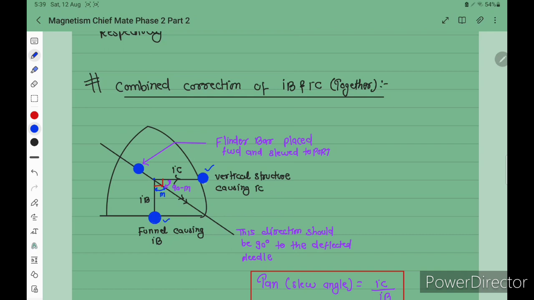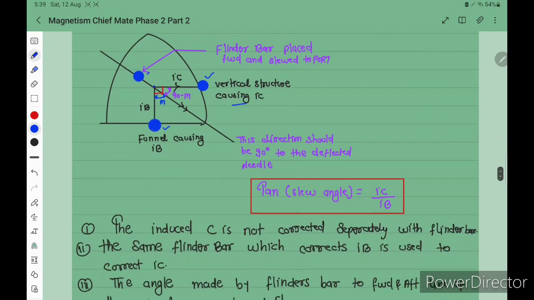Then we have to correct IC together. So we have to do the combination, that means we have to slew the course. To correct this also, we have to slew the vessel and make the correction. IC is a vertical structure causing IC, funnel causing IB. Flinders bar is placed forward; first we have to correct IB, that means the funnel is aft, so we place the Flinders bar forward and then we turn and slew the port. This direction should be 90 degrees to the deflected needles.